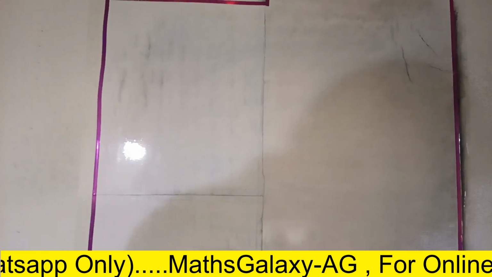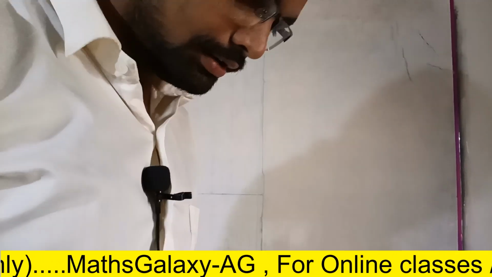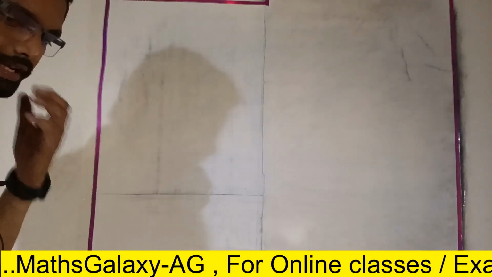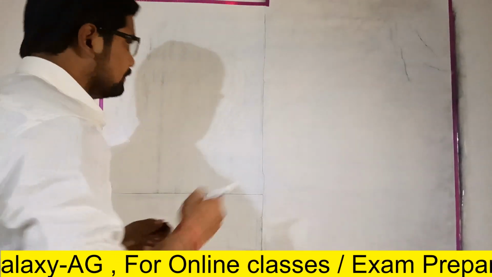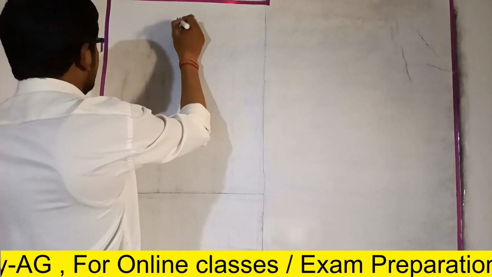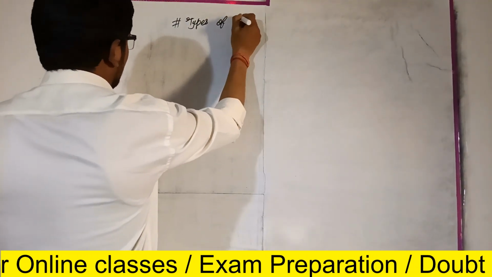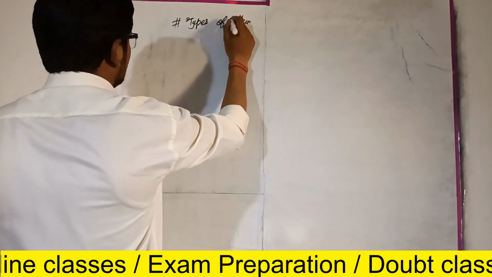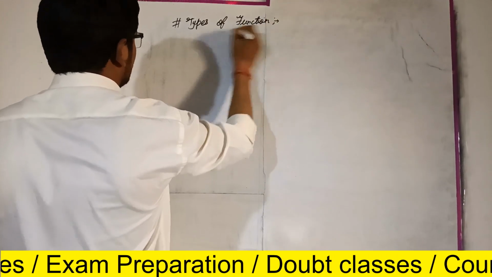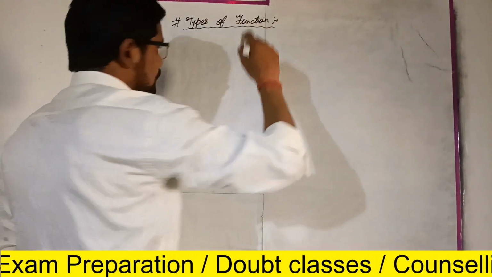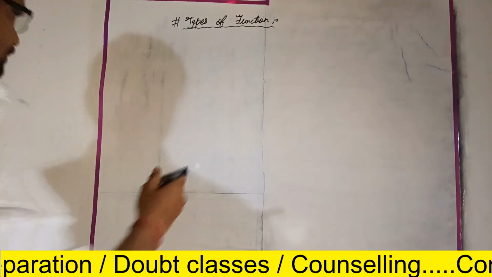Now we have to learn types of function. We have done for function. Now we will learn types of function. So here give the heading: types of function. Okay, the first will be one function.